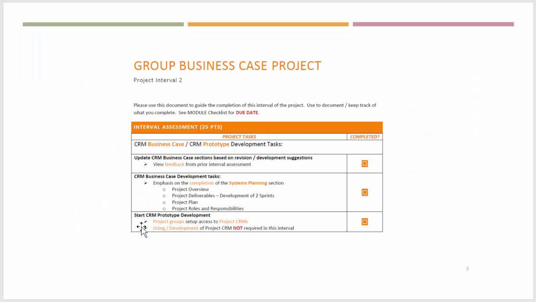You'll also start the CRM prototype development in this interval. You won't actually start developing in this interval. Your project group will start setting up the access to the project CRMs to get ready for the development phases. Also in this interval, something that's important is for your group to review the feedback that you've received from your instructor for Project Interval 1 and consider making updates based on that feedback to prepare for your final project.